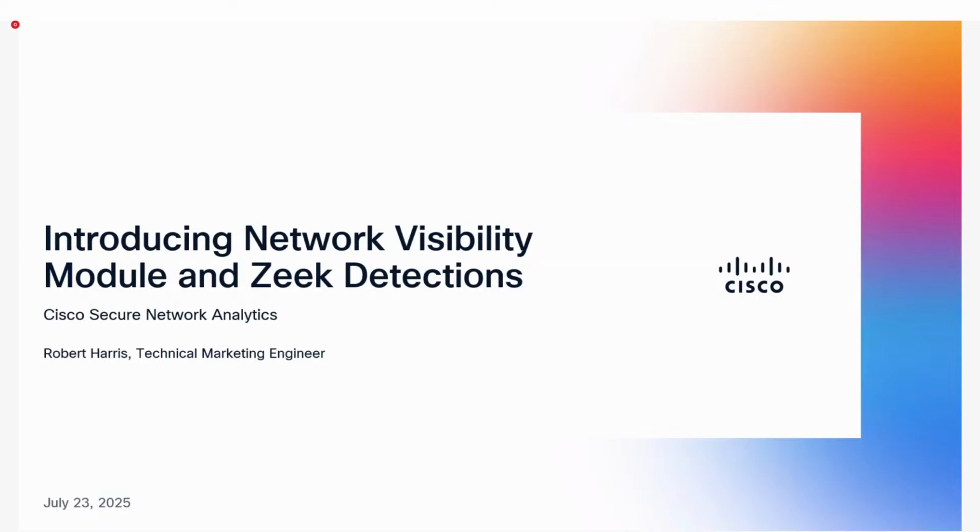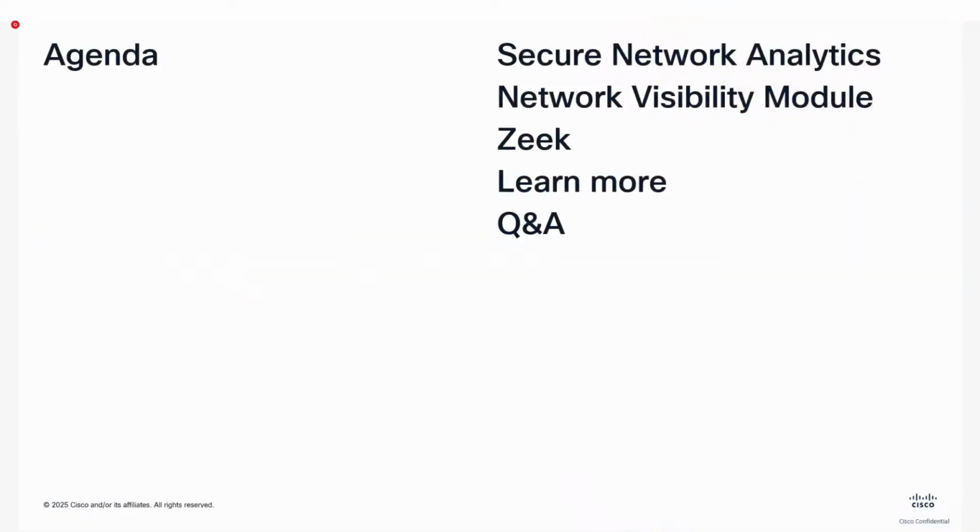So for our agenda today, we're going to dig in and do a quick intro into Secure Network Analytics if you're not familiar with the product. Then we're going to dig right into Network Visibility Module and Zeek detections. We're going to talk about them real quick and also have some demos. I'm going to show you a few different parts for each of the Network Visibility Module and the Zeek detections. And then we're going to share some additional resources for you where you're able to learn more. And at the end of the session, we'll wrap it up with questions and answers.